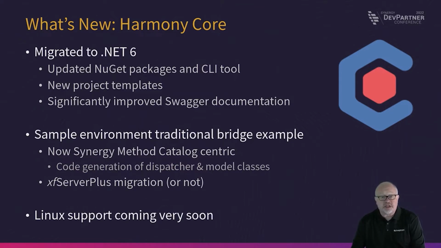Harmony Core 6 services benefit from significantly improved Swagger documentation, making exposed APIs easier to understand and consume, and the API documentation now includes information about traditional bridge endpoints in addition to the existing OData endpoints. We've also been working on enhancing the sample environments provided by the solution templates that new developers use to get started with Harmony Core development.